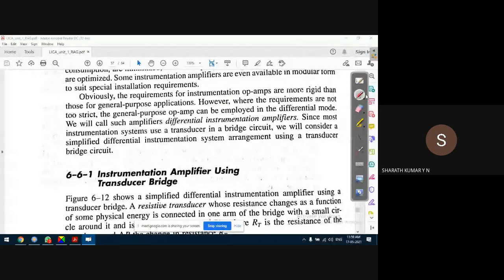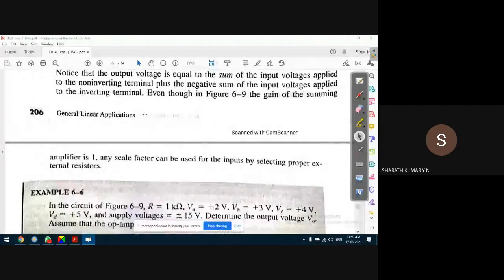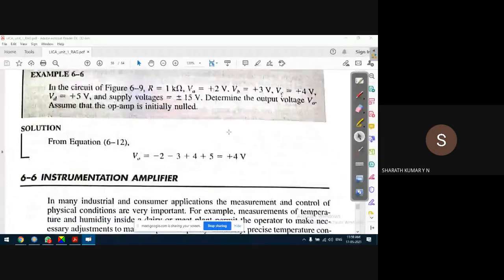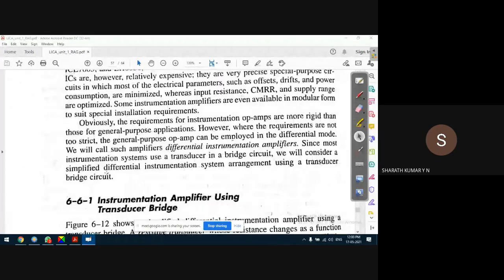The requirements for instrumentation op-amps are more rigid than those for general purpose applications. That means the expectation is higher in an instrumentation amplifier than a normal one. For example, when we use op-amps for the summing amplifier or difference amplifier we just discussed, even if there is a slight variation in the voltage, say for an expected 4 volts we get 3.9, 3.8, or 3.5 volts, it is okay. But that is not the case in an instrumentation amplifier. It should be more precise. Expectation is very high in an instrumentation amplifier.